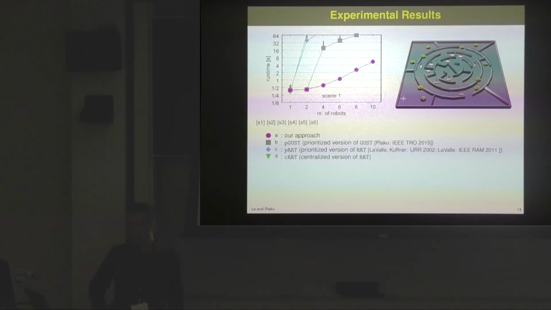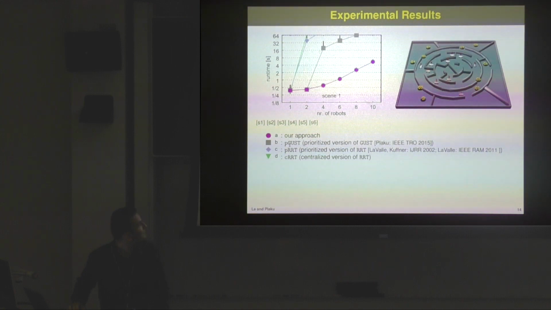So these are some experimental results. So this is the scene that I showed to you before. Our algorithm here is in this pink color. So as you can see, it scales very nicely with the robots. The runtime here is a logarithmic scale, so our algorithm takes about, when you consider 4 robots, slightly more than 4 seconds. And if you compare to some state-of-the-art approaches, you can see that our algorithm does much better.